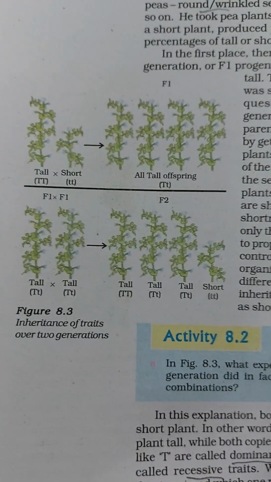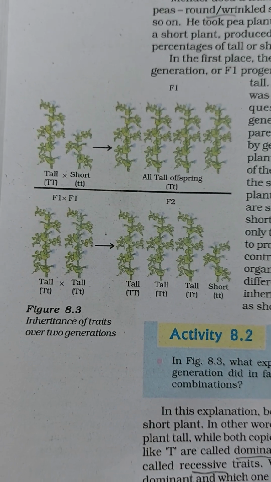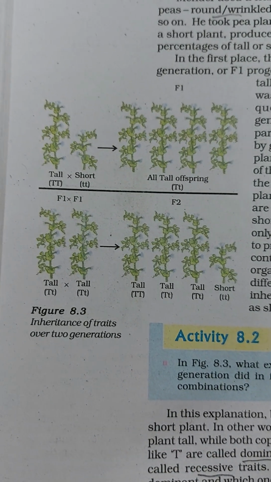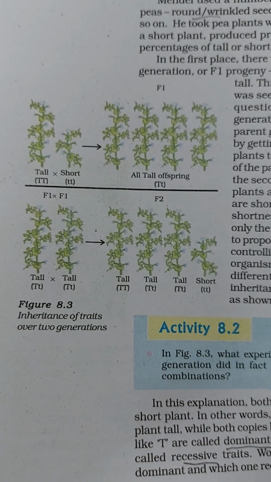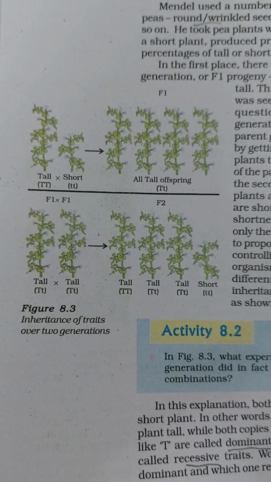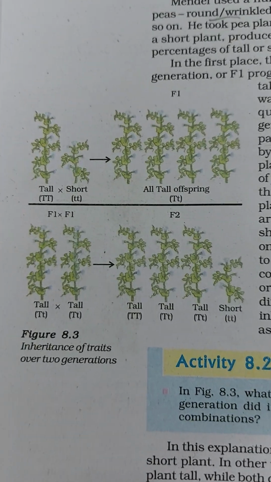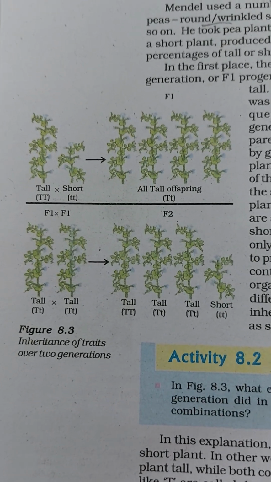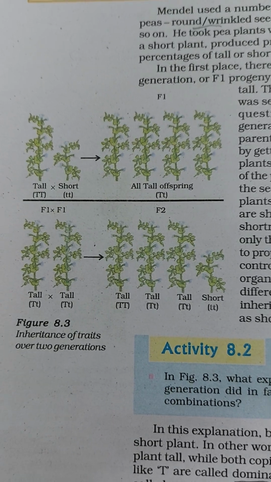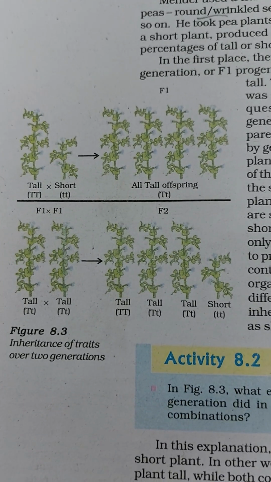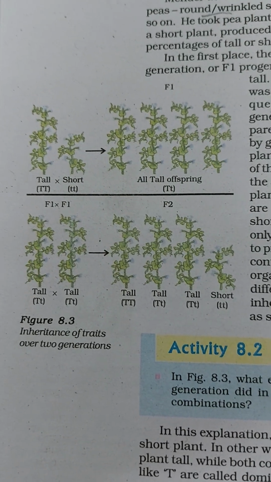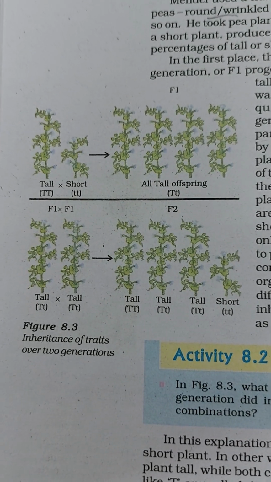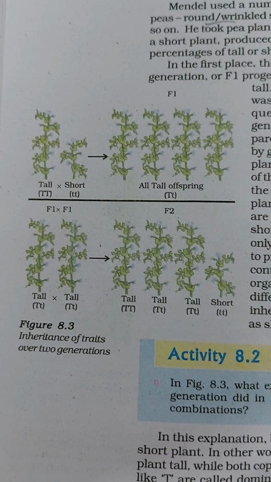So today in this topic we are going to study about inheritance of traits over two generations. Now we know that Mendel used a number of contrasting visible characters of garden peas, and he chose garden pea especially because the garden pea has a very short life cycle. So in the lifespan of a garden pea he can see one generation, second generation. In this manner he could see the result of his experiment.